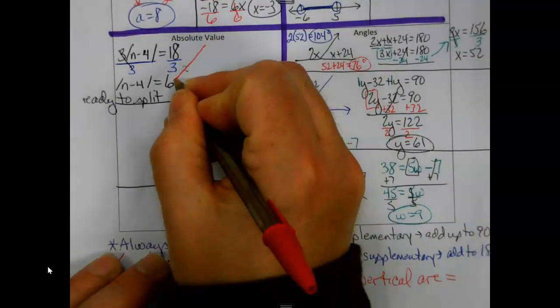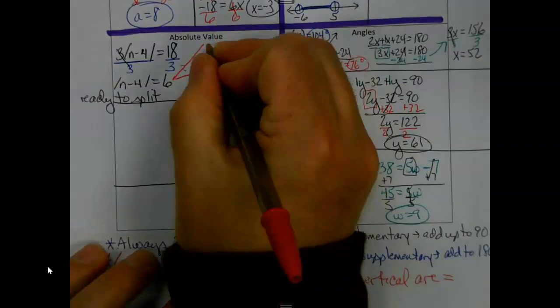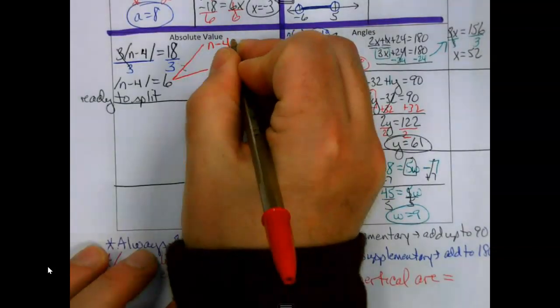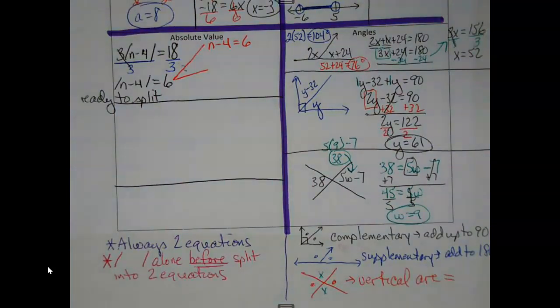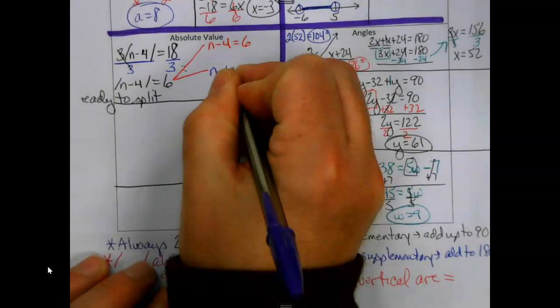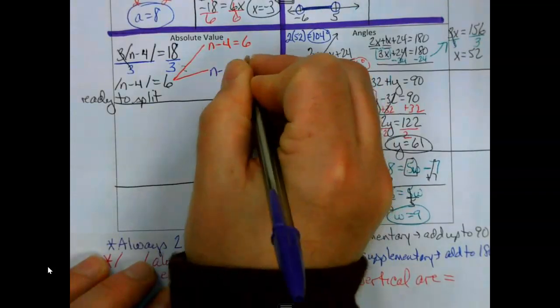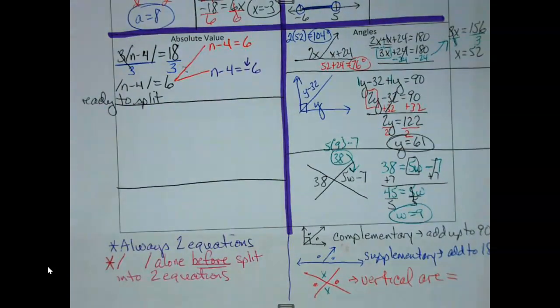So I'm going to have two equations that this turns into. The first one, I just literally rewrite the equation, but I lose the absolute value bars. For the second one, I'm going to change the sign of the answer. So since it was positive 6, I'm going to make it negative 6. And I'm going to solve those two mini equations, and that's going to be what I've got.